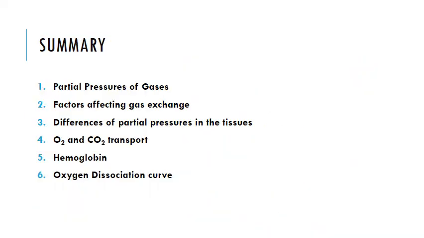So in summary, we've talked about the partial pressure of gases, we've talked about the factors affecting gas exchange, we've talked about the differences of partial pressures in the tissues, transport of both of the gases, hemoglobin, and its behavior as seen on the oxygen dissociation curve.